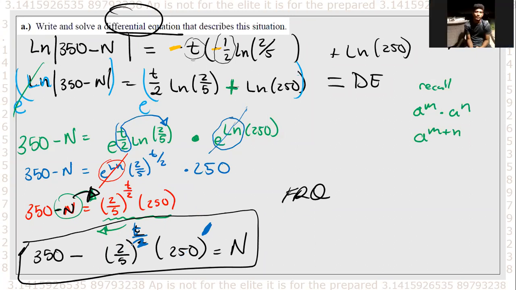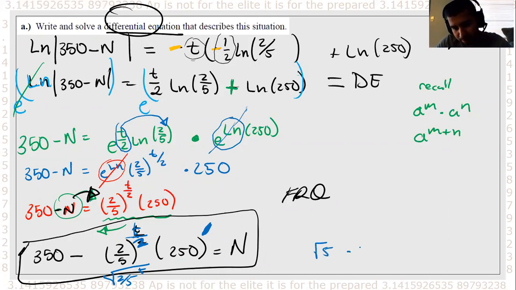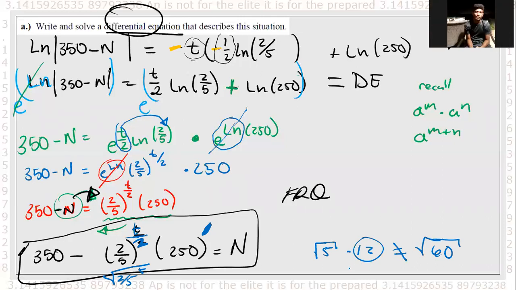Remember, this is the same thing as saying the square root of 2/5 to the t. These are not like terms, the same way you cannot multiply 5 times 12 square root of 5 and get square root of 60. It's not the same, because 12 is not in a square root. This is the same thing as saying 12 square root of 5. Does that make sense, Albert? Yeah.